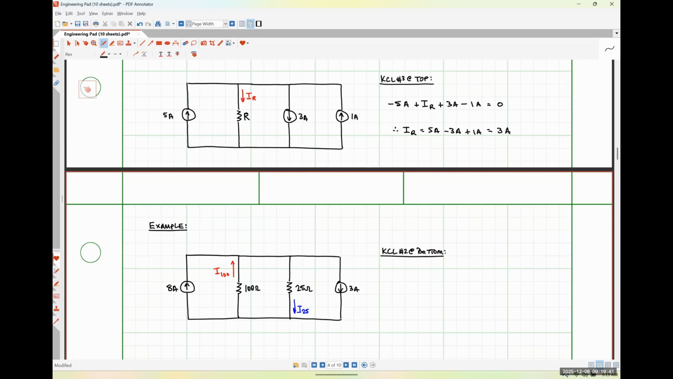Okay. I'm just going to work my way from left to right. So the 8 amp source is exiting, so it's going to get minus. I100, excuse me, is exiting, so it's going to get minus.